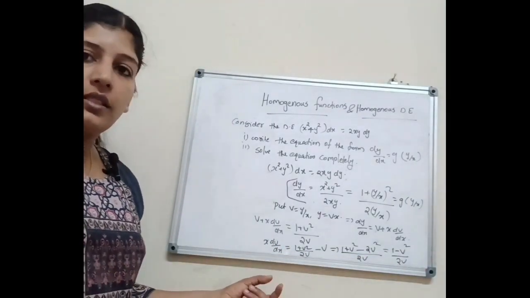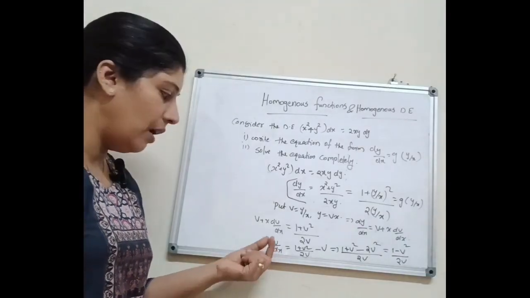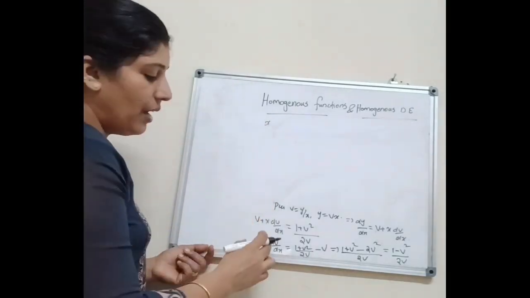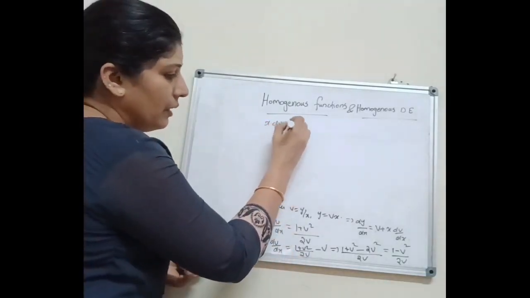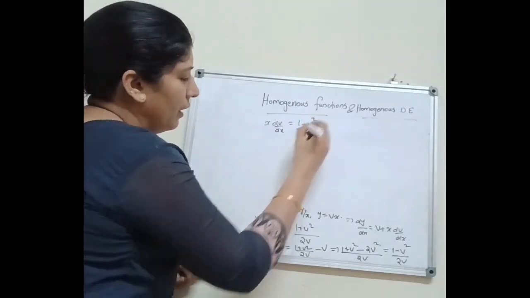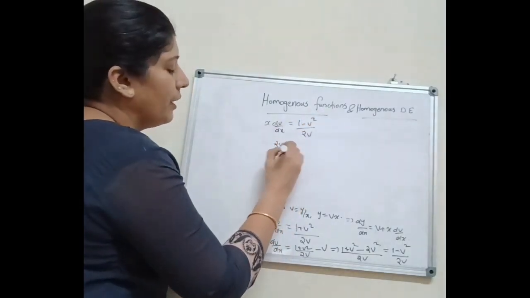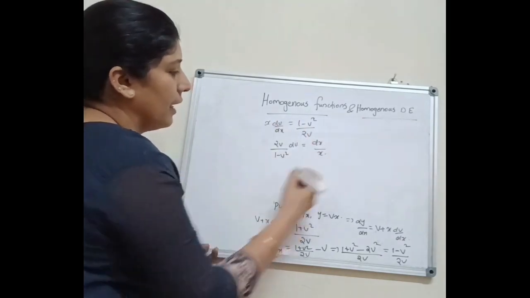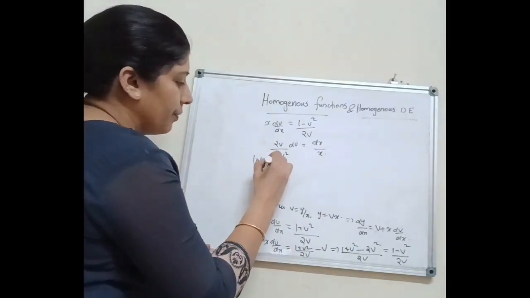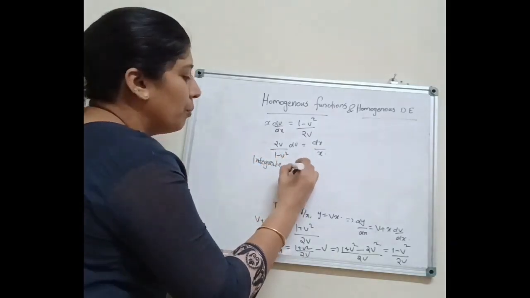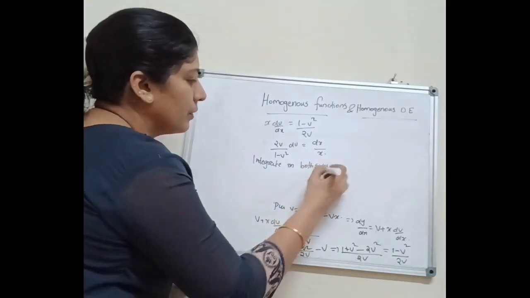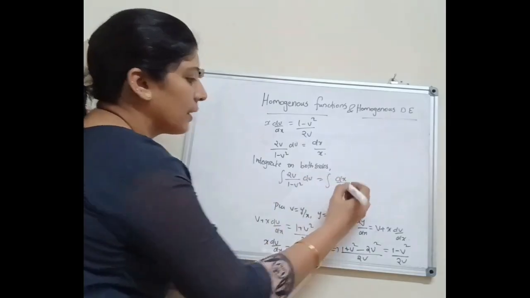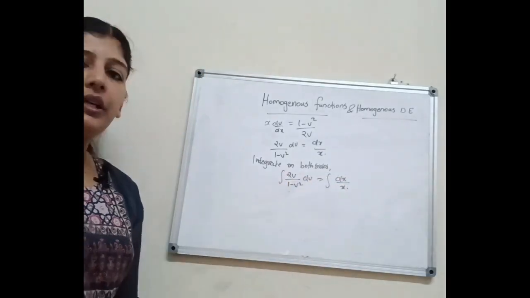Next we have to separate the variables, that is write in variable separable form. Therefore, x into dv by dx equal to (1 minus v square) by 2v. Now 2v divided by (1 minus v square) dv equals dx by x. Next, integrate on both sides. Therefore, integral 2v divided by (1 minus v square) dv equal to integral dx by x.